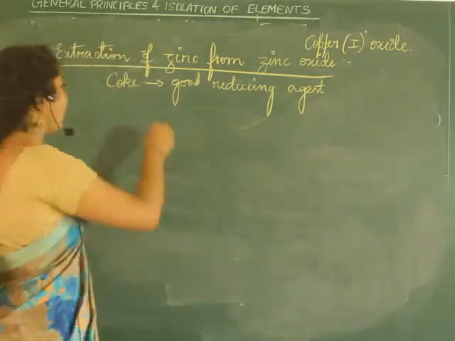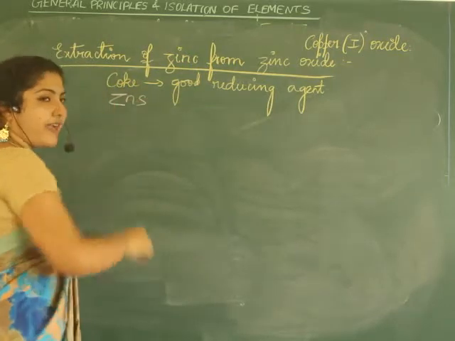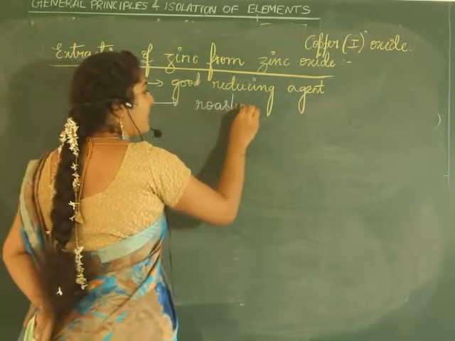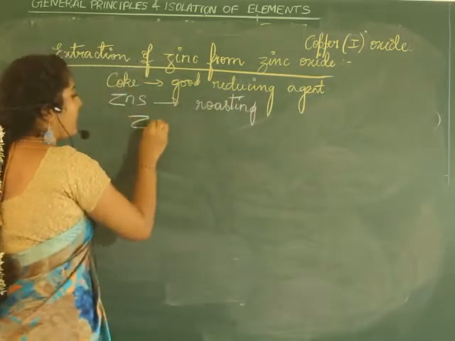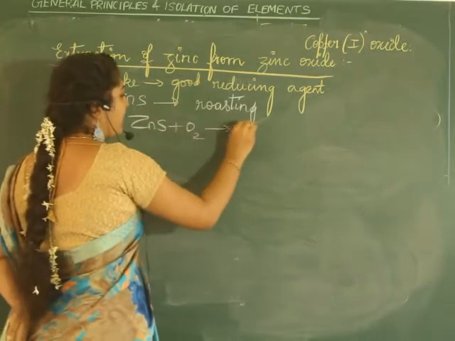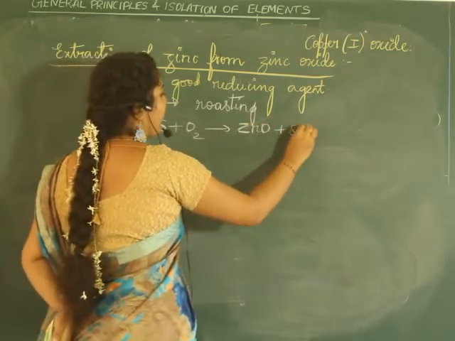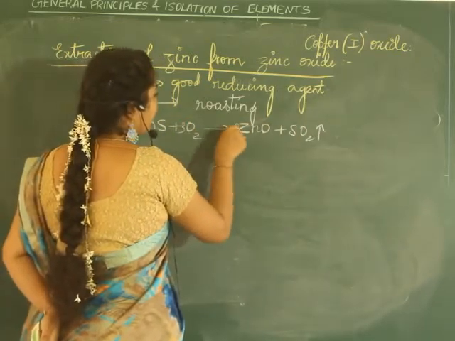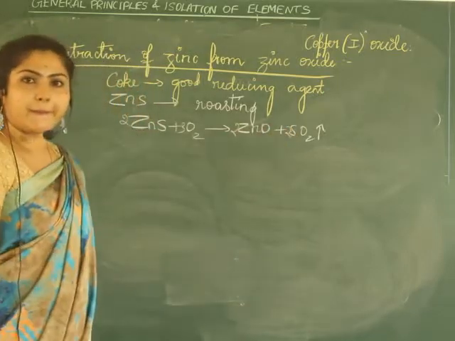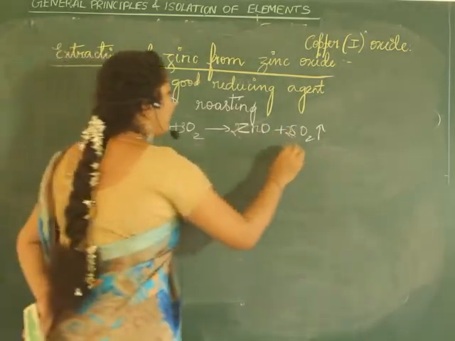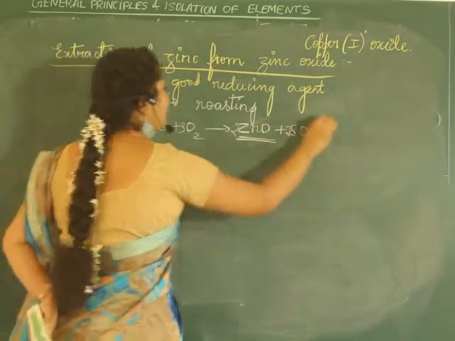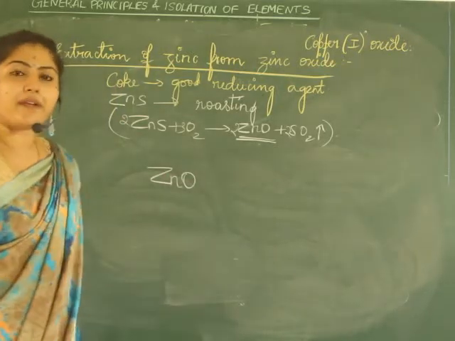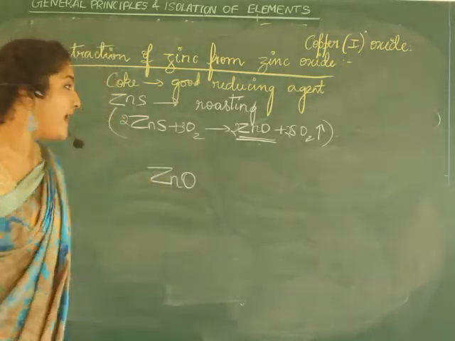Suppose you take a sulfide ore, for example zinc sulfide, then it is subjected to roasting. You know this: ZnS gets converted into ZnO with the liberation of sulfur dioxide. In the textbook they have just given from this part, so I'll explain from this. This zinc oxide will be treated with some amount of clay and coke.